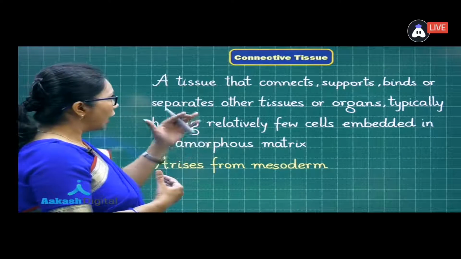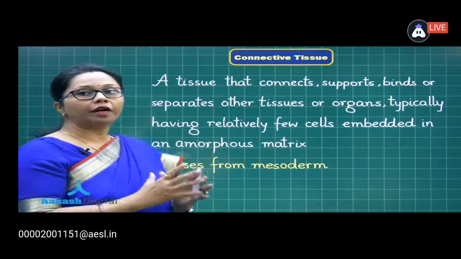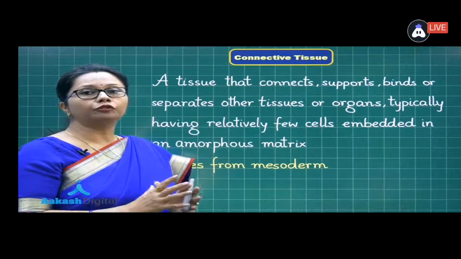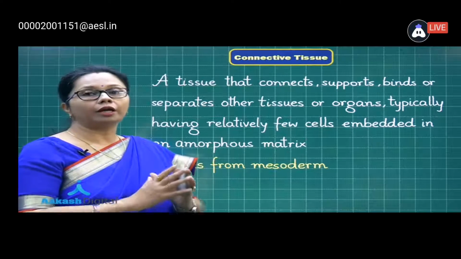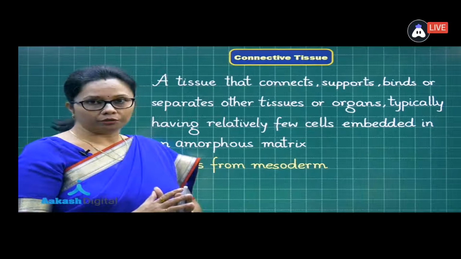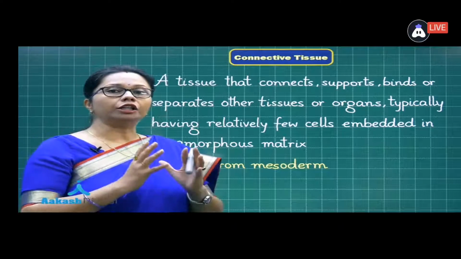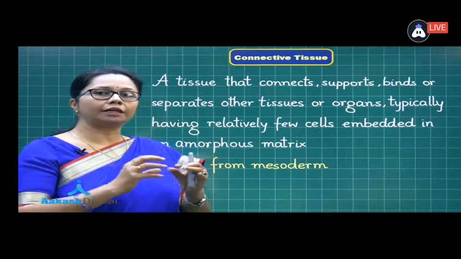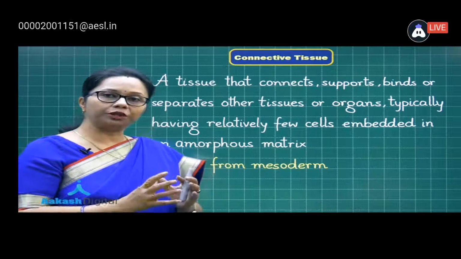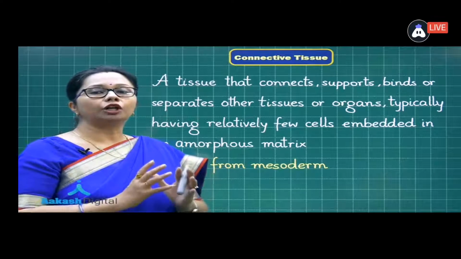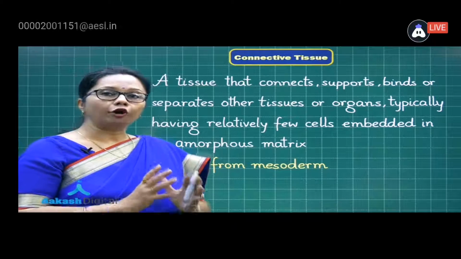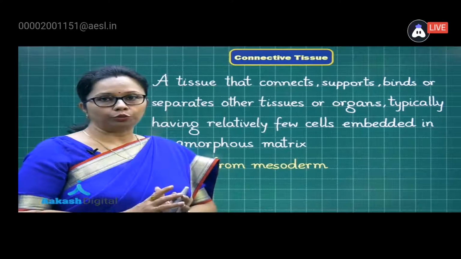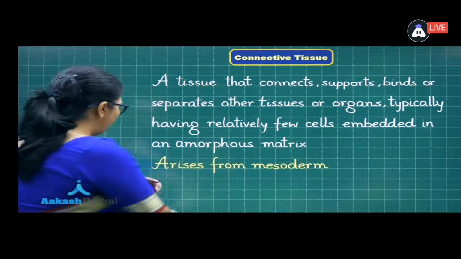Now connective tissue, as far as origin is concerned, comes from the embryonic germ layer, that is the mesoderm. Initially in the mesoderm, the earliest form which develops, the cells are far apart with a matrix in between, and that is termed mesenchyme. From that mesenchyme the connective tissue develops.